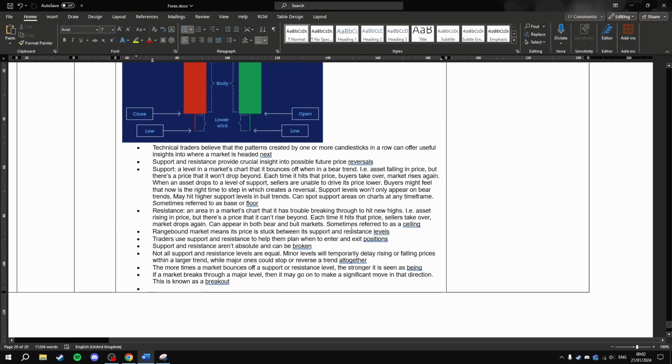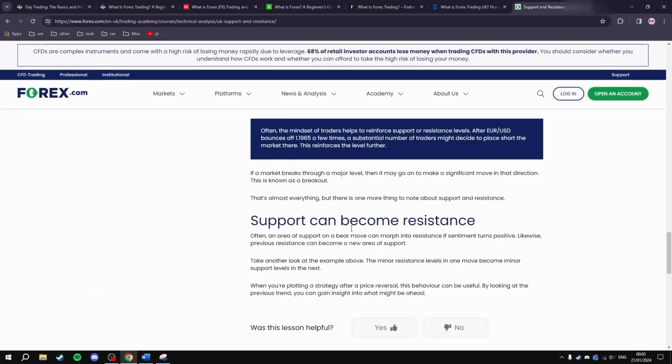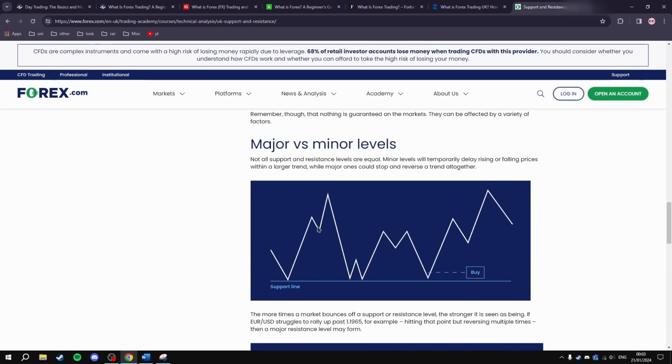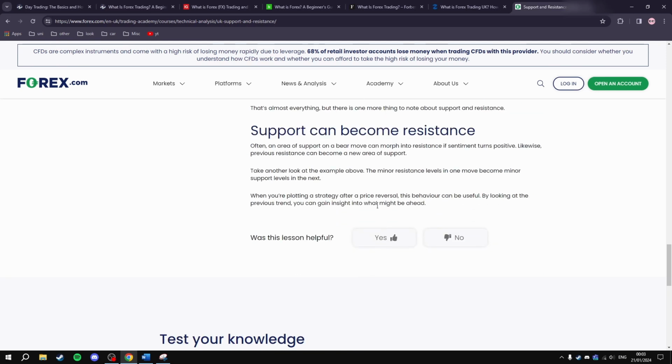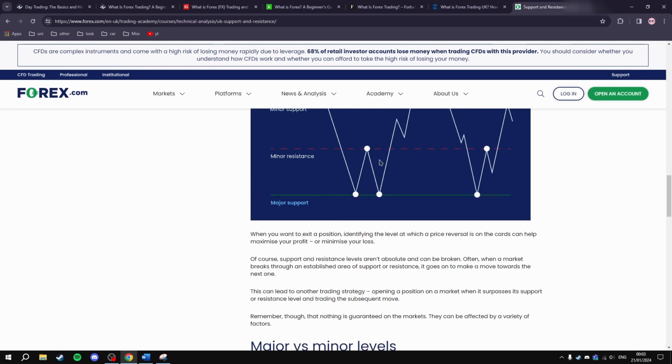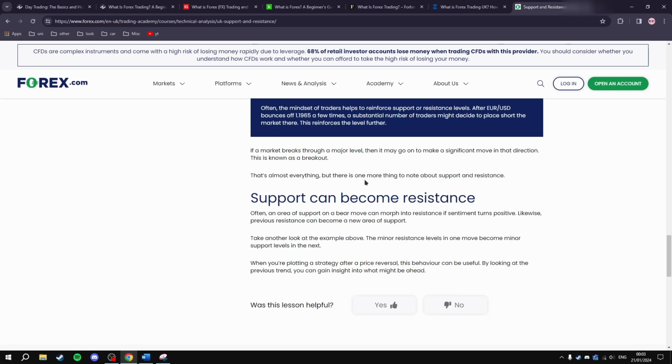Support can become resistance. Resistance can become support. Take another look at the example above. So this one, right? Or this one. The minor resistance levels in one move become minor support levels in the next.